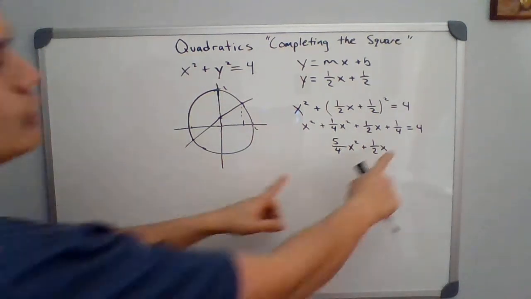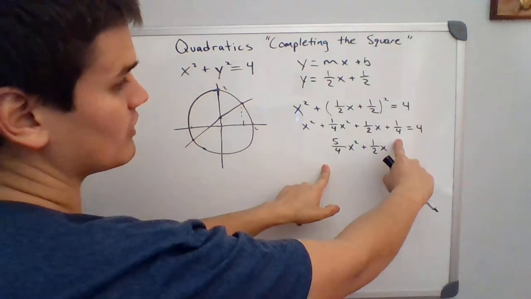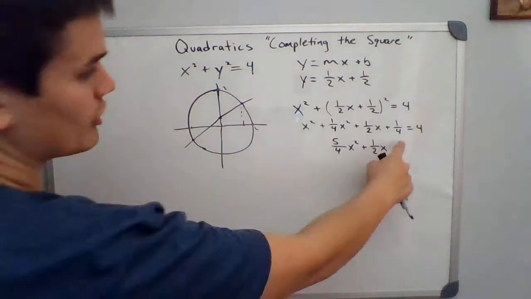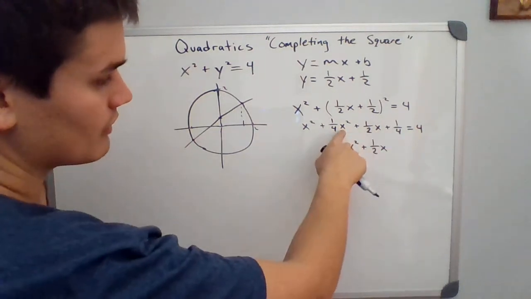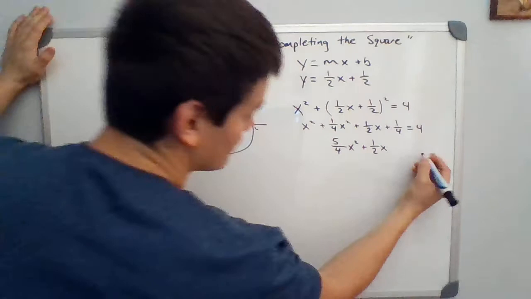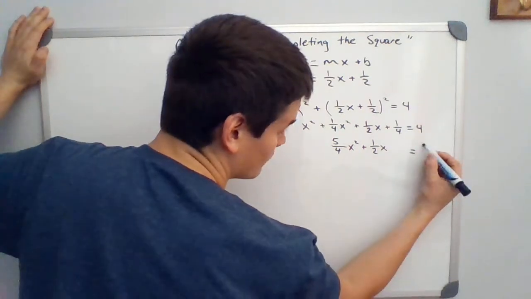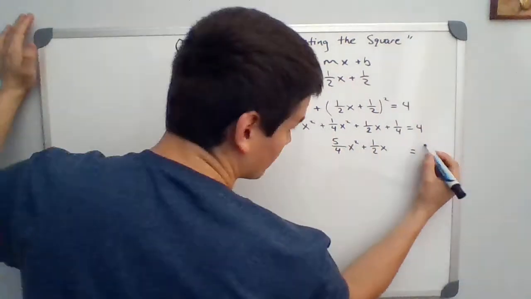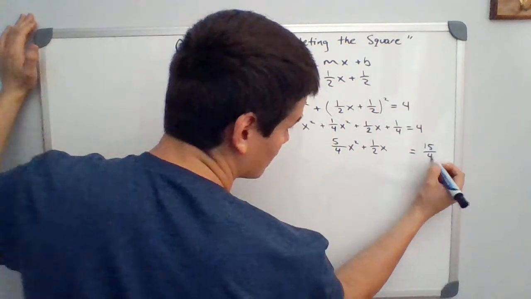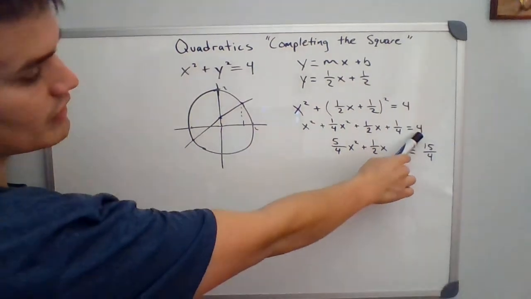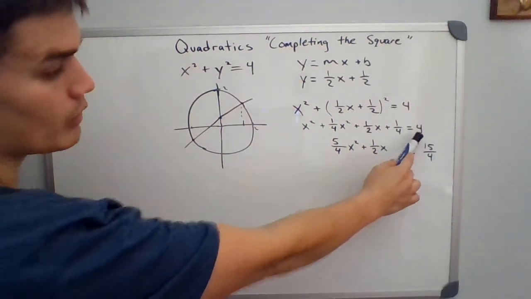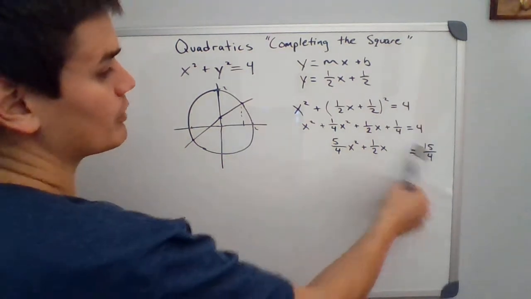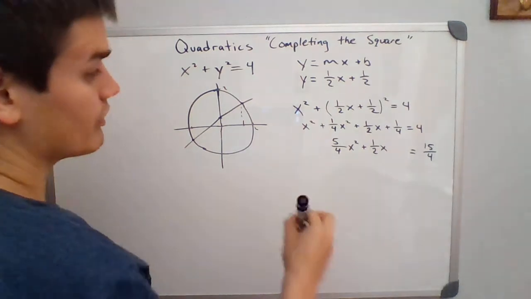But from here, I'm just going to move all the terms that aren't multiplied by an x or an x squared to the other side, and that's going to give me 15/4 over here. I know that because if I want to have the same denominator, I'll multiply 4 by 4 to get 16/4, and then 16/4 minus 1/4 is 15/4.